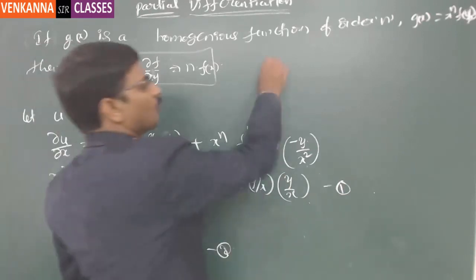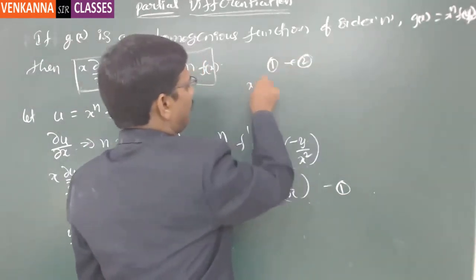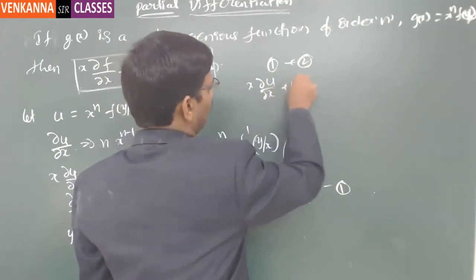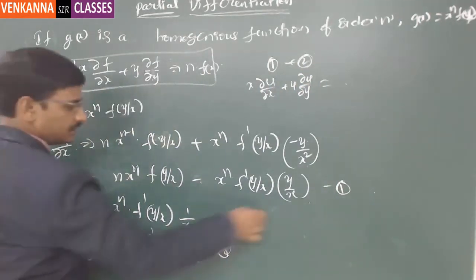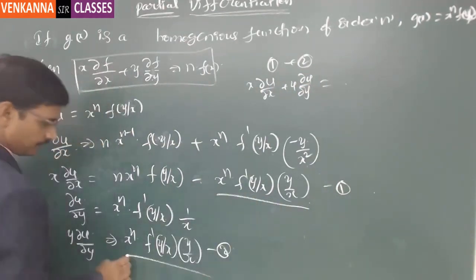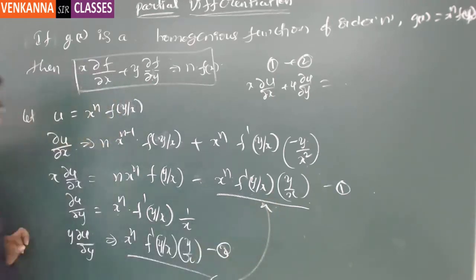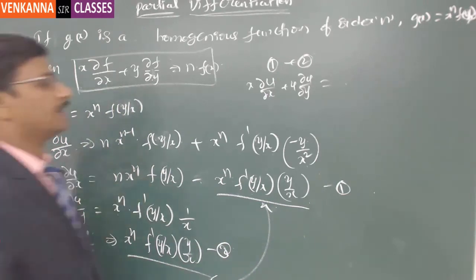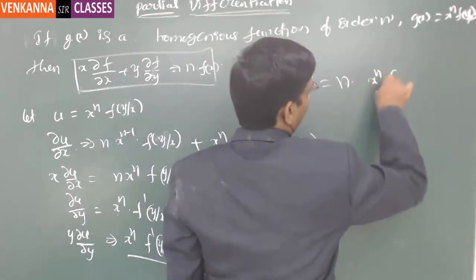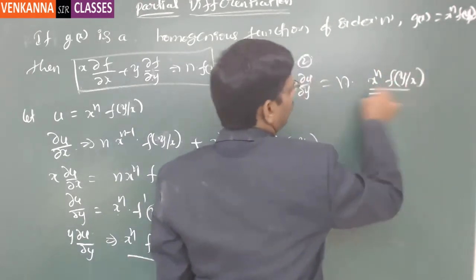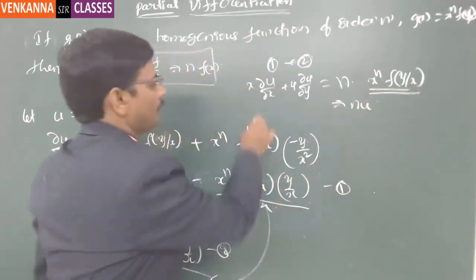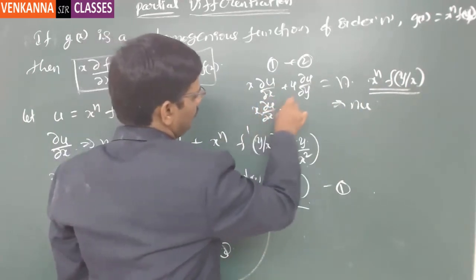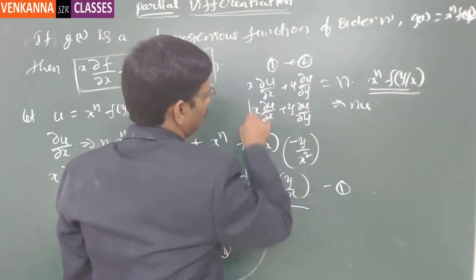Now if you add equation number 1 and 2, then this will be x ∂u/∂x plus y ∂u/∂y is equal to, so here this term and this term both will cancel out. These two are one and the same but with opposite sign. So this will become 0, and what is left over is n into x^n into f of y/x. Initially it was u, so this is nu. x ∂u/∂x plus y ∂u/∂y is equal to nu.